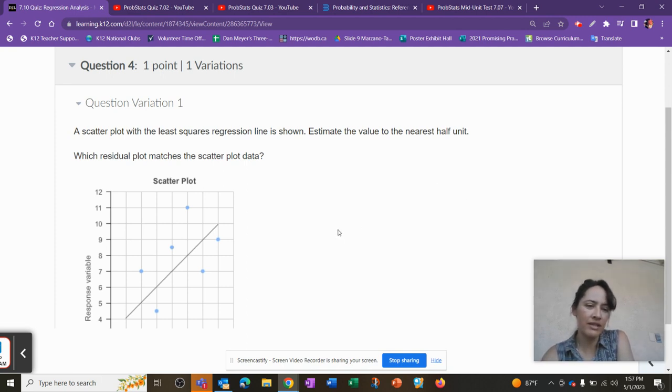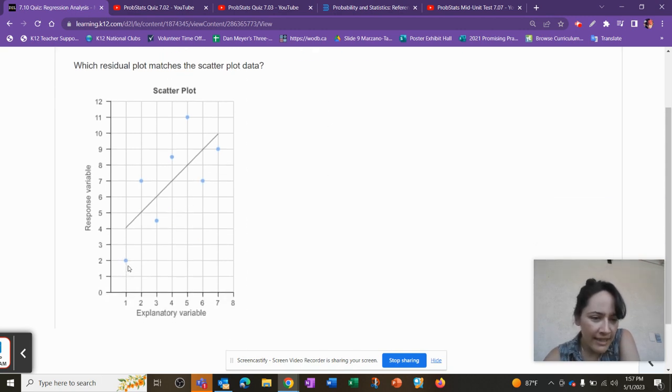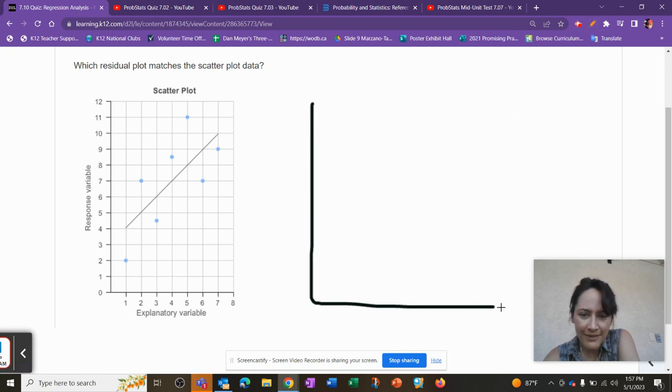A scatter plot with the least squares line is shown. Which residual plot matches the scatter plot data? These are all going to be highlighted. So let's just make up some. Over here, we're going to have, so let's do this. I'm going to try to draw it. That's right, I'm totally going to try to draw it.